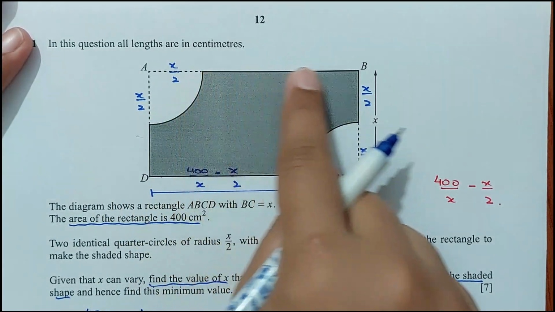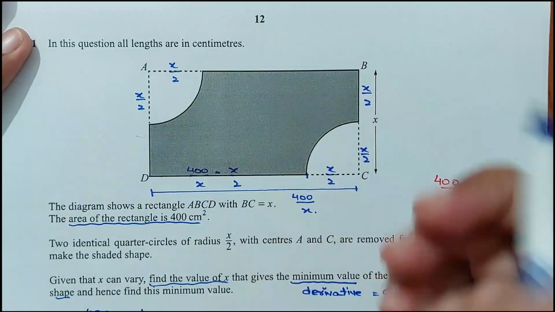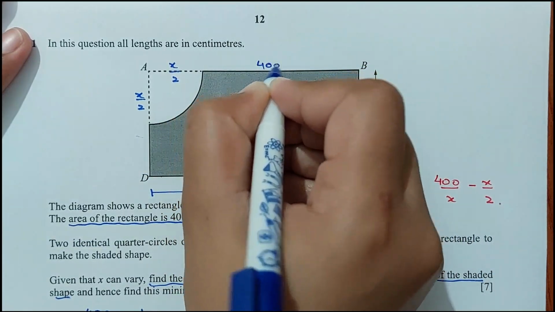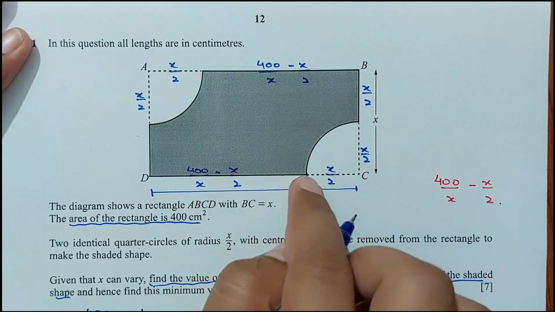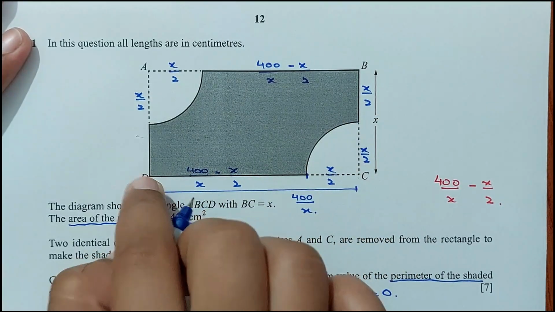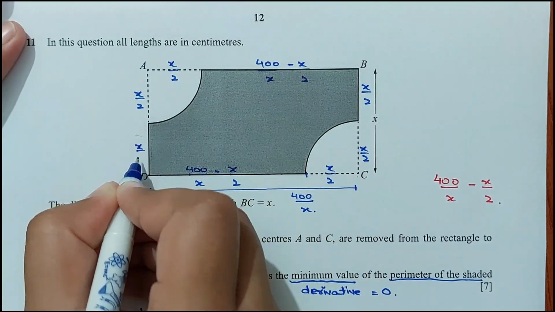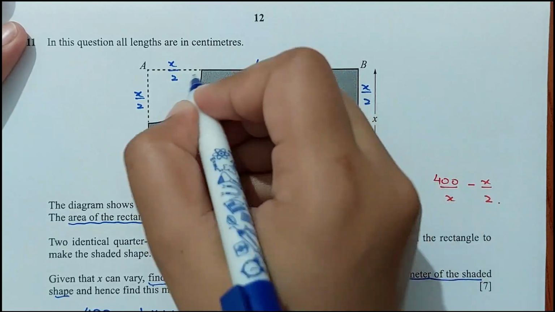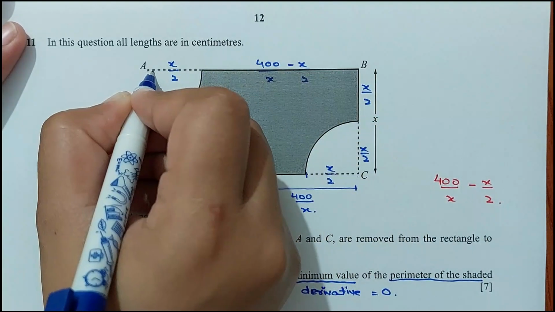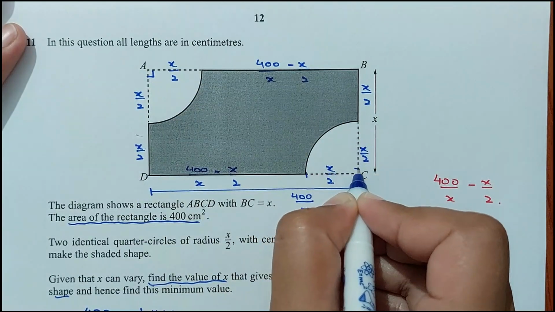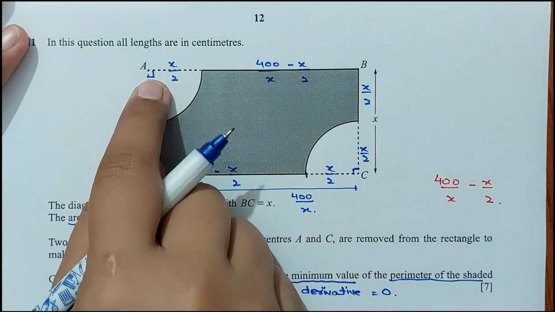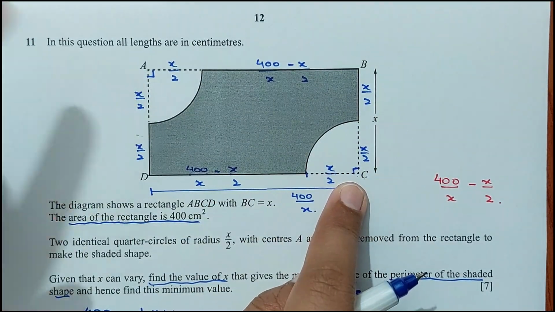Okay, so what is this side? This side is again 400 over x minus x by 2, the shaded one. This is x by 2. This is 400 over x minus x by 2, and this is again x by 2. But we don't know this curved one. All right, so we know this angle is 90, or we can say pi by 2 we can use. Yes, this angle, because rectangle angles are 90 or pi by 2, right?